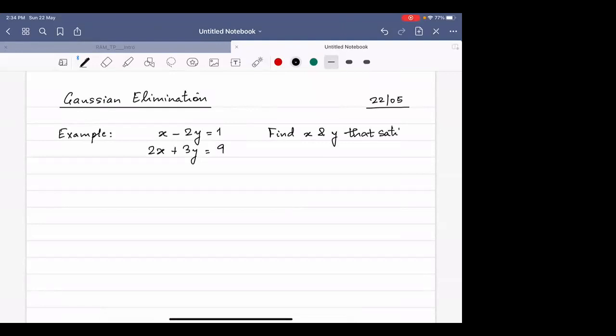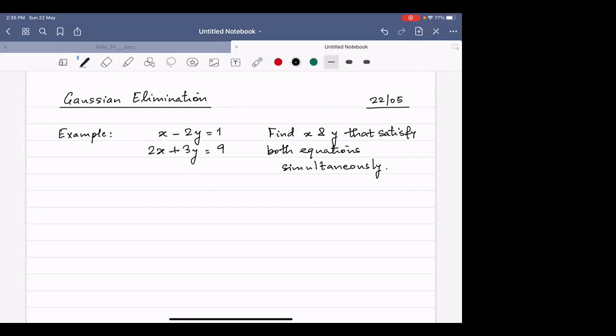Satisfy both equations simultaneously, means at the same time. Both have to be satisfied by the same pair x and y. Then one of the easiest ways, or if you are pressed to come up with a method, I think the method that you will come up with is you eliminate one of the variables, right?